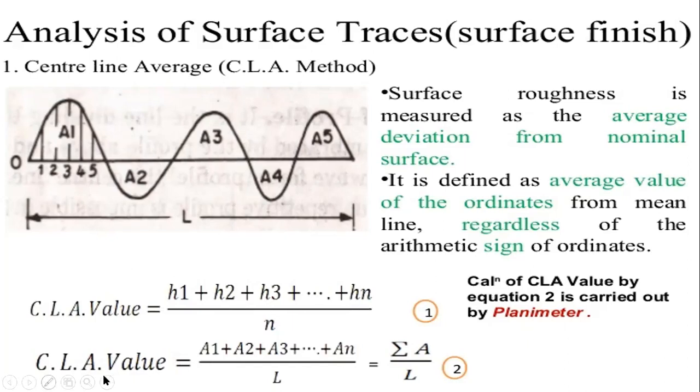And next, the mean value is to be obtained as CLA value equal to A1 plus A2 plus A3 plus A4 plus and so on to An, divided by the total length of the sampling. So the total length of the sampling has been taken in this section, that is equal to sigma A by L. This is the first equation and this is the second equation. In the first equation we divide it into individual areas, and all the individual areas are combined in this second equation.